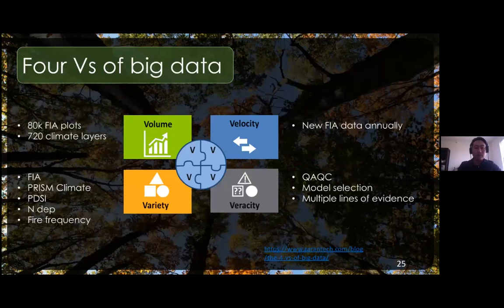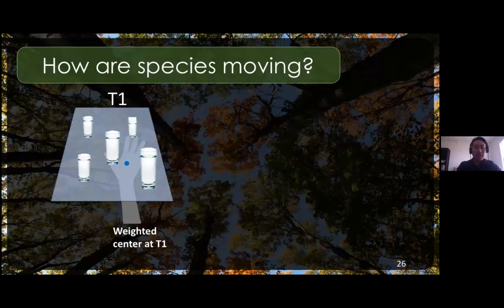And so with this first study, looking at species level movements, the big question was, how are these species actually moving? How are these tree species shifting their distributions? And so you can think of this as sort of like you're a waiter in a restaurant and you need to carry a tray of drinks to a table. And so you're balancing this tray on one hand, and depending on where the bigger or smaller drinks are, you might have to shift your hand around.